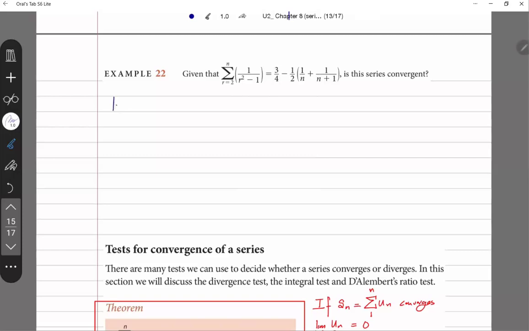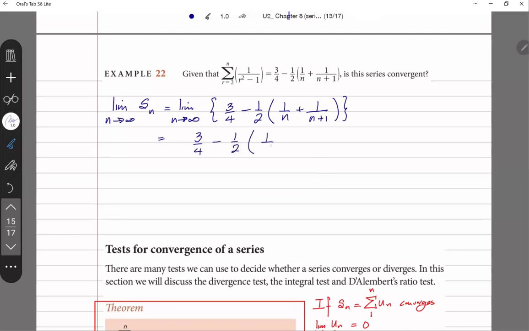So the limit as n approaches infinity of Sn would be the limit as n approaches infinity of 3/4 minus a half times 1 over n plus 1 over n plus 1. So this is equal to, if we go by direct substitution, 3/4 minus a half times 1 over infinity plus 1 over infinity plus 1. Well, 1 over infinity is 0, and 1 over infinity plus 1 is still 0. So what you have inside the bracket is 0 plus 0.